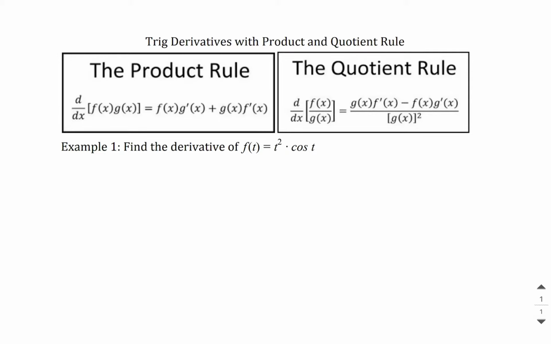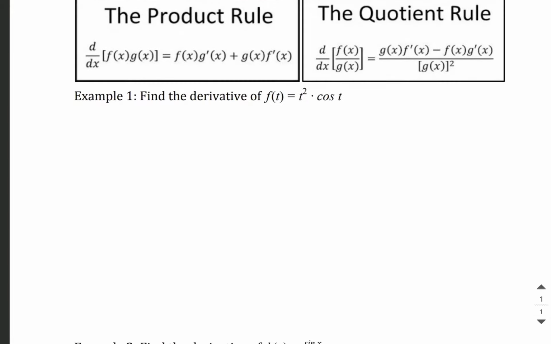Then with our quotient rule, we have our lower function and our high function. So we have the low function times the derivative of high minus high times the derivative of low over the low function being squared, or low d high minus high d low over low squared. So we're going to take a look at two quick examples and have those trig derivatives in there for some extra practice.